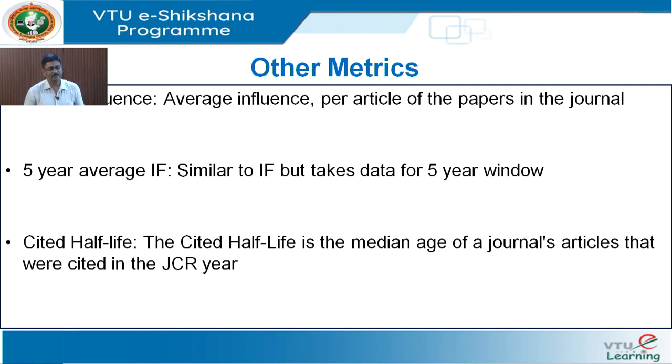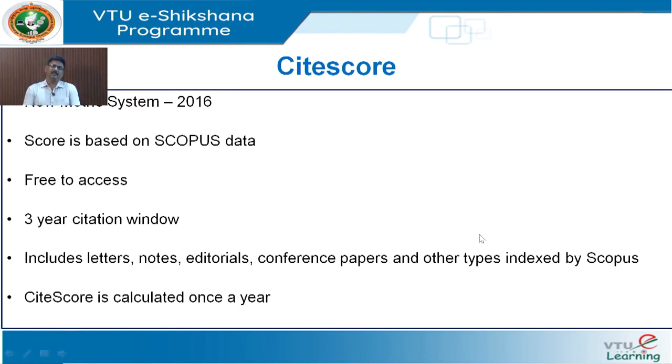And we also have the cited half-life. The cited half-life is the median age of the journal articles that are cited in the JCR year. Again, these are all combined metrics when you get an impact factor report, that is the Journal Citation Report. They compute all these metrics, and all the JCR report metrics are based on Web of Science data.